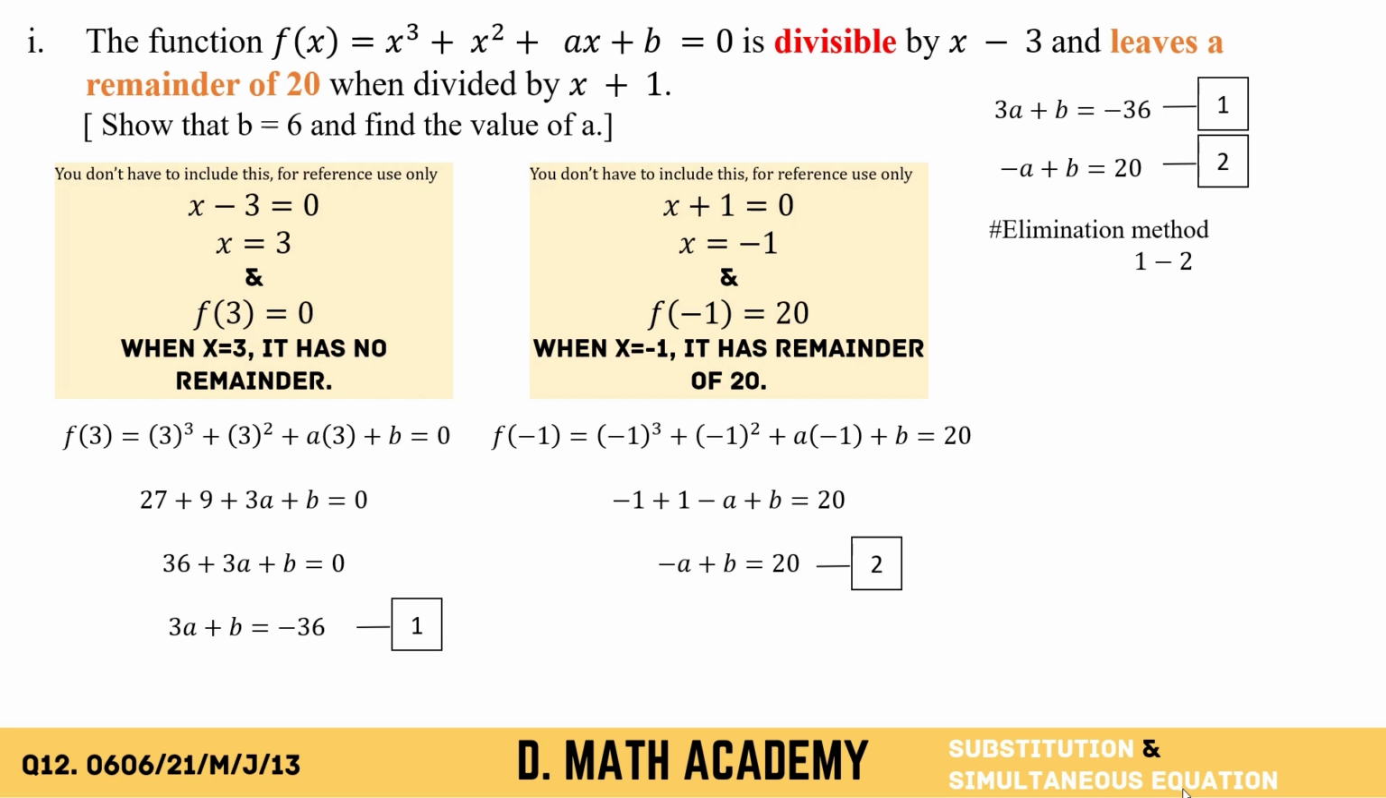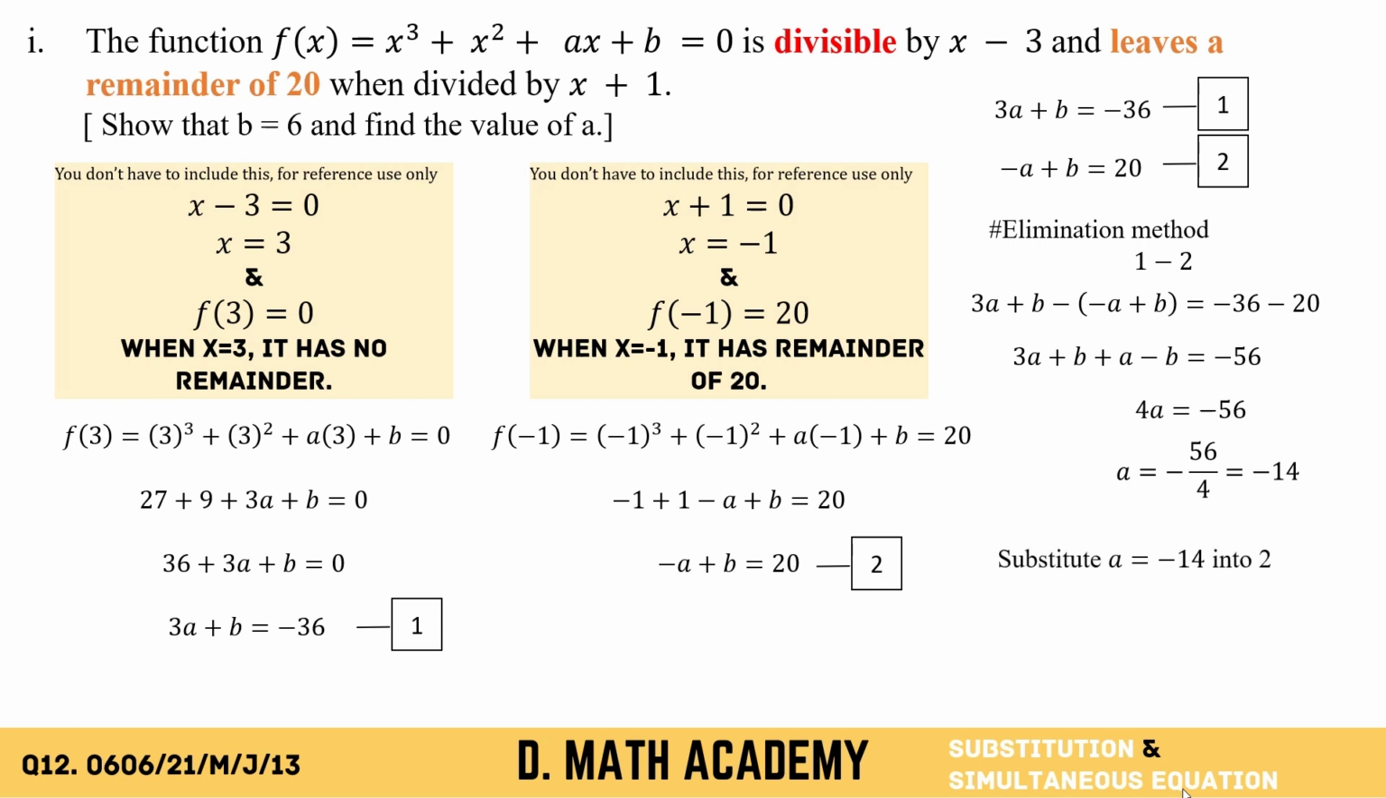Then I run the simultaneous equation elimination method. So I took 1 minus 2, remember to put the bracket over there, and you get the result as 3a plus b minus (a minus b) equals negative 56. By running the calculation, you will get your a as negative 14. By substituting a equals negative 14 into 2, remember to put the bracket again because it has a negative at the front, then you get your result of b as 6. So that's pretty much it for this first section of the question.